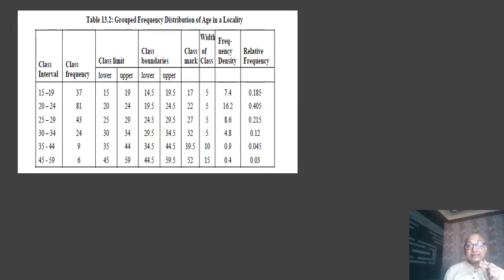Third thing is ogives. Ogives are nothing but the graphical presentation of cumulative frequency. Plotting the cumulative frequency against the mid value of classes and joining them, we obtain ogives.